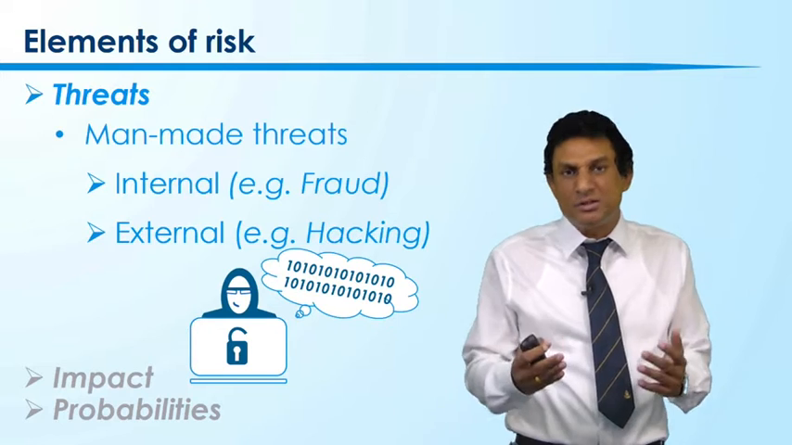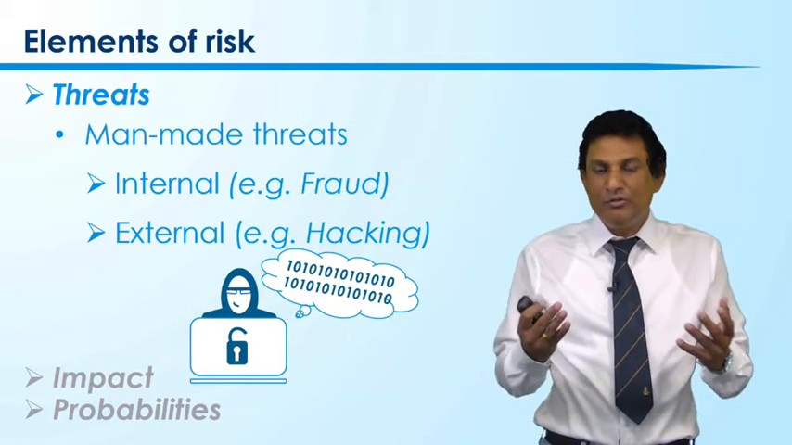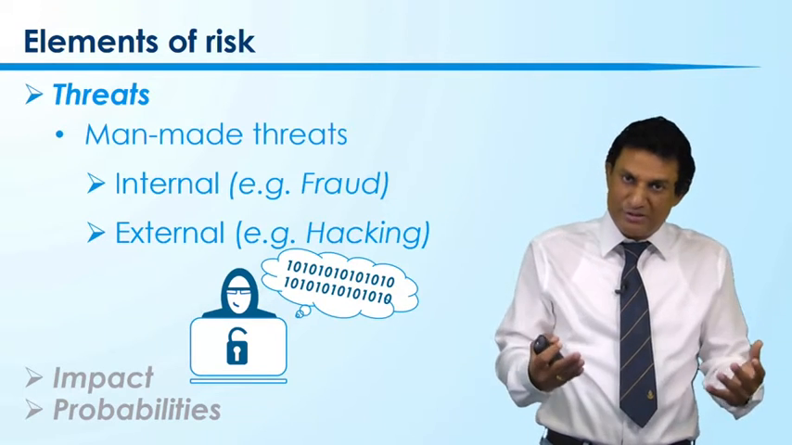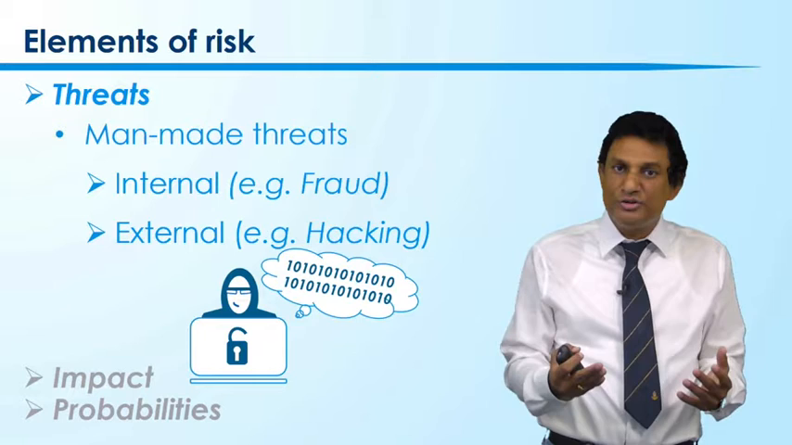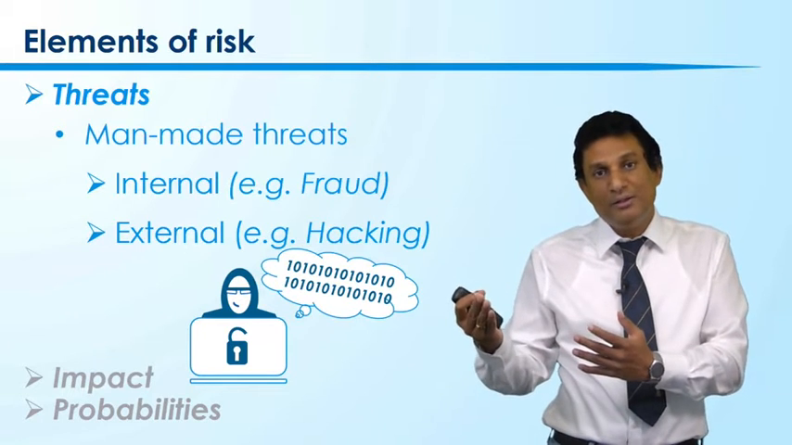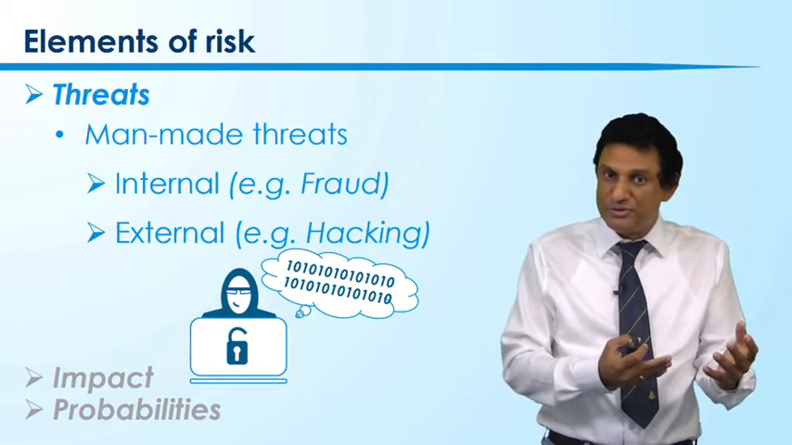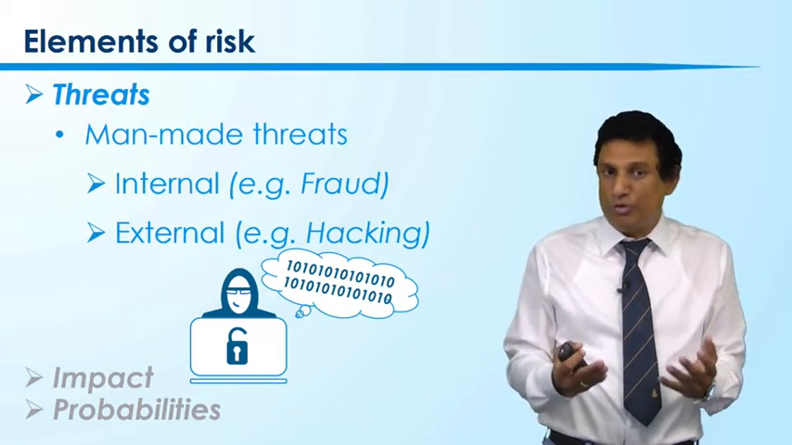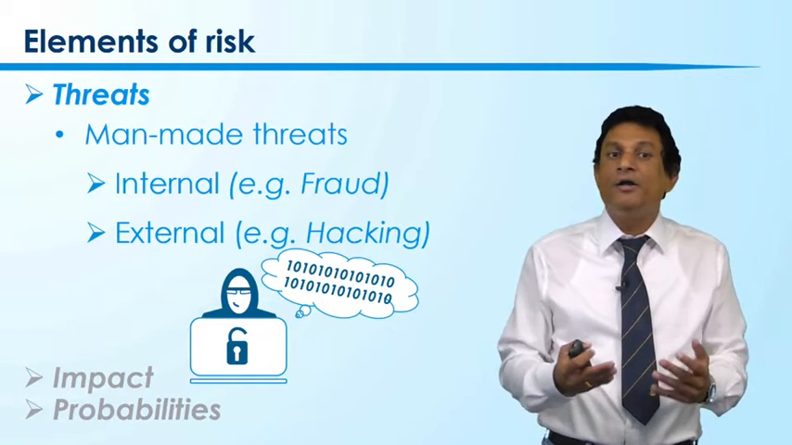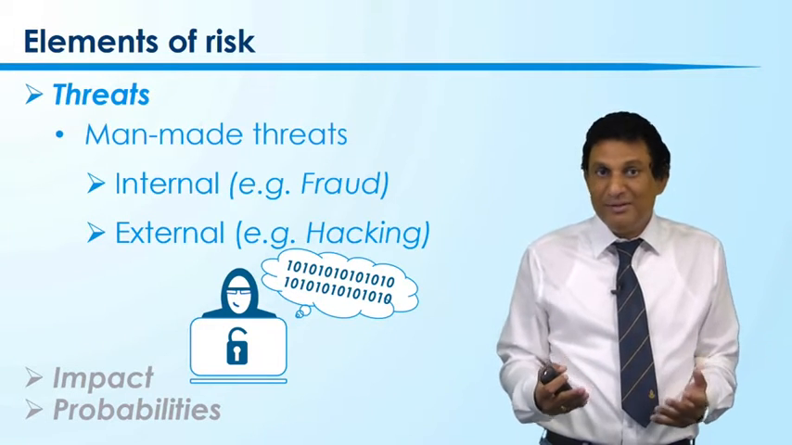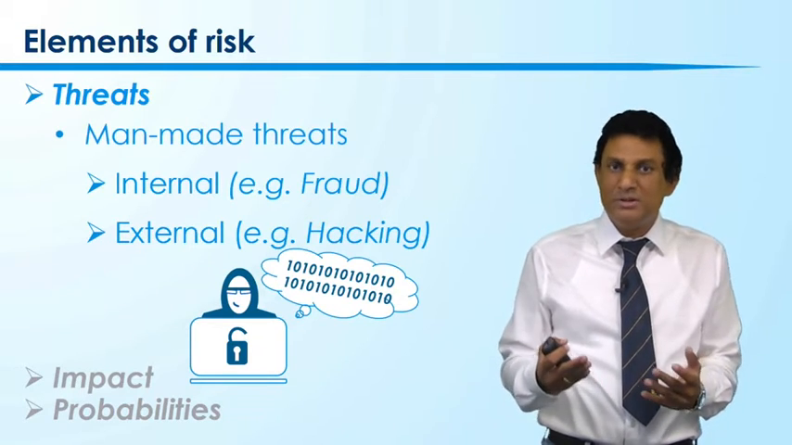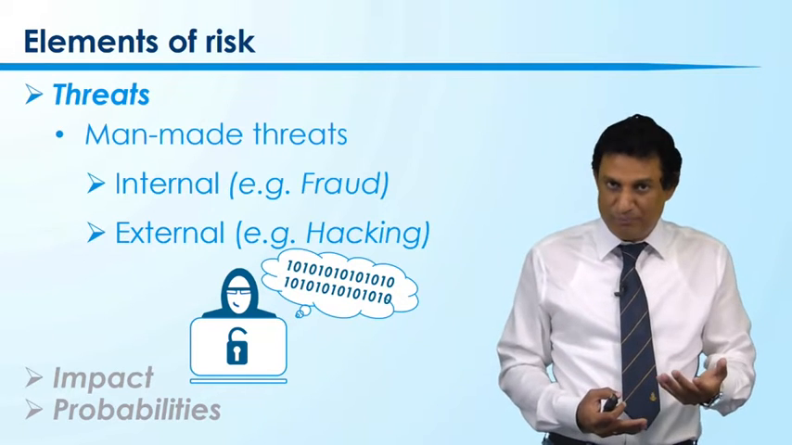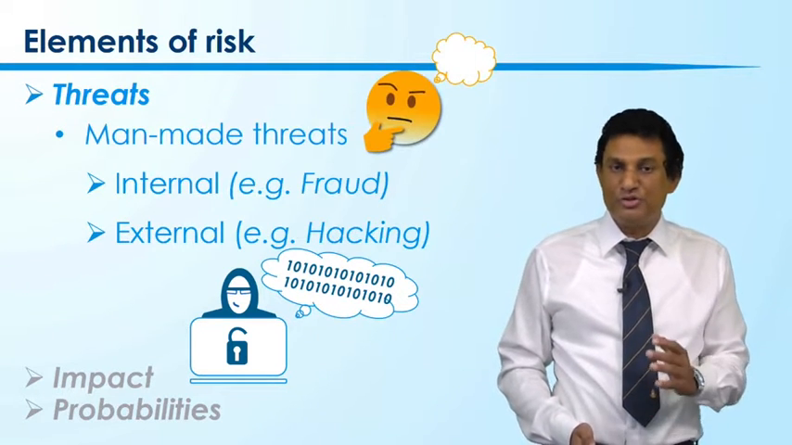The difference between internal and external is this: internal is someone within your organization who has legitimate access to your data and tries to steal it, probably because they want to sell it to your competitors and gain undue advantage. We call that fraud. At the same time, the second kind of man-made threat, external, means someone outside your organization trying to hack your data and steal it. So now it's time for you to think again.